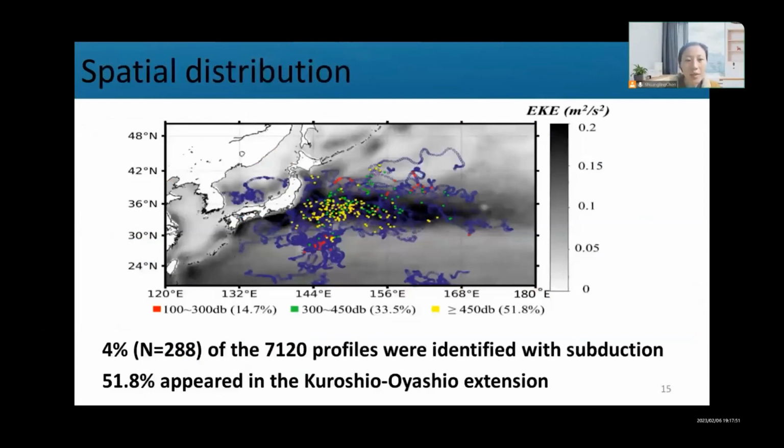Following the procedure we developed, we processed all the collected data profiles. It's found that in total, 4% of the profiles were identified with subduction, and over 50% of the subduction patches were found in the crucial Oyashio Extension region, where the eddies are most popular.